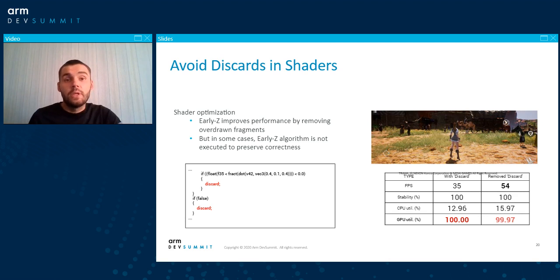While optimizing games, we often face cases where discards are used in shaders even though they might be avoided. Discard usage will stop LZ algorithm execution to preserve correctness, as the depth buffer will already be overwritten with a wrong value, even if the fragment would be discarded. And that will cause performance degradation and GPU load increase, as there will be much more overdraw of the wrong fragments. Besides discards, you should avoid doing the following things without need: write to depth buffer, use alpha to coverage, use depth bias, as all of this will stop LZ execution.